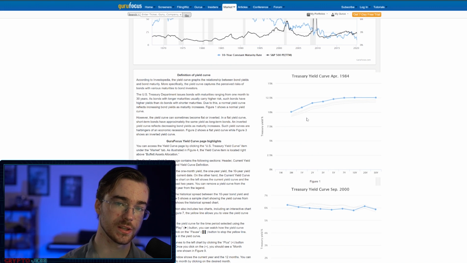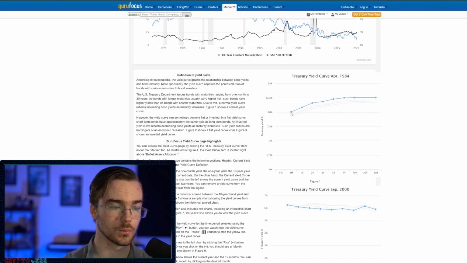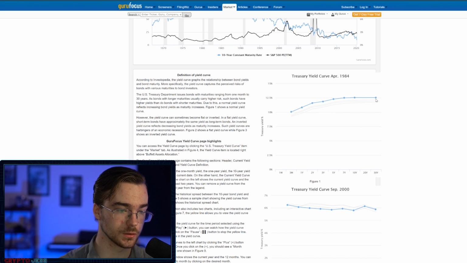Typically, you want to see a treasury yield curve look normal and slope to the upside, like we saw here in 1984. Back when interest rates were a lot higher, a 3-month yield was 10% and a 30-year yield was 12.5%. If only you could loan Uncle Sam money and get 12.5% back nowadays. Good luck buying a home with that much interest, though.